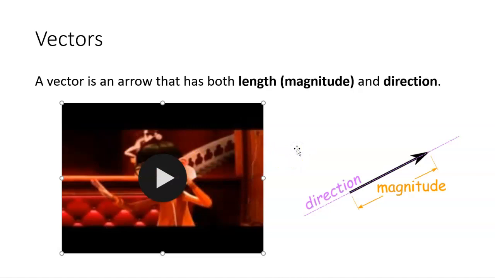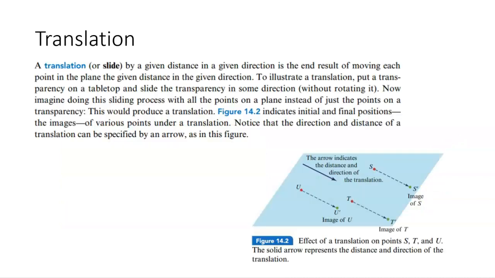Okay, so the idea is that a vector is an arrow that has direction, right? The end of the arrow tells you which way, and the magnitude is the length or value. So what a translation does, or you could call it a slide, but the official name is translation, is translate something by a given distance in a given direction. There's our vector. The length and direction is the end result of moving each point in that plane according to that distance and direction. So if this is our arrow, our vector, it's telling us the distance and direction.